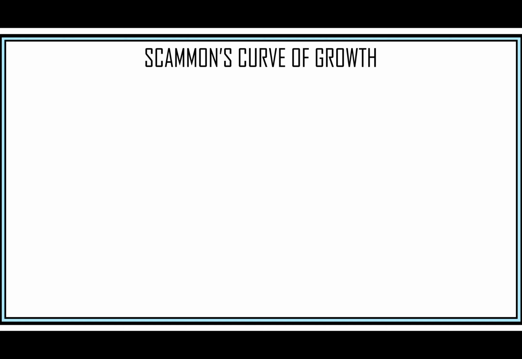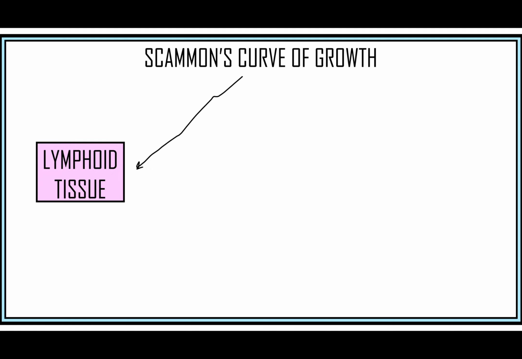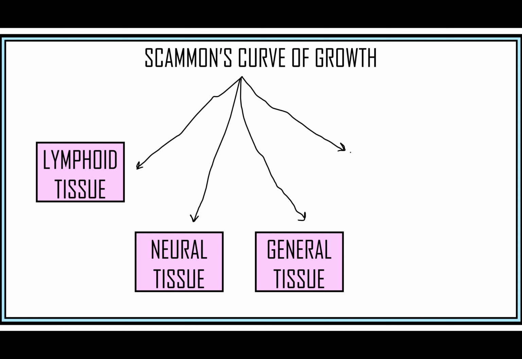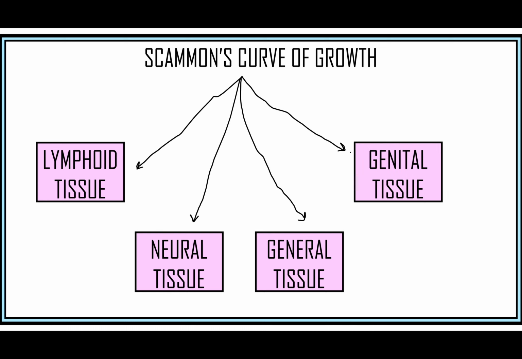According to Scammon's curve of growth, body tissue has been classified into four categories based on growth rate. The first is lymphatic tissue, the second is neural tissue, the third is general tissue, and the fourth is genital tissue. These are based on different growth rates: lymphatic tissue grows at one rate, neural tissue at another, and the general and genital tissues at different rates.